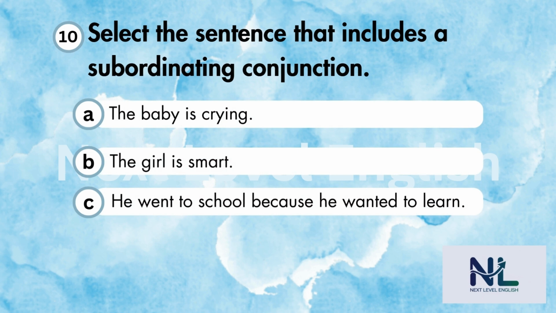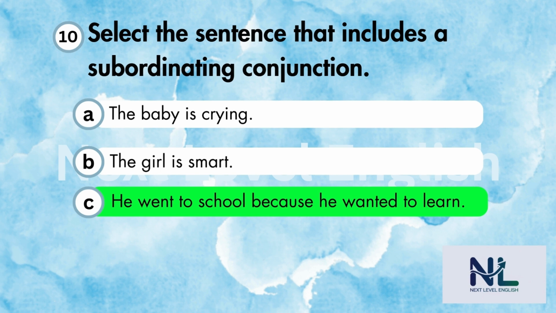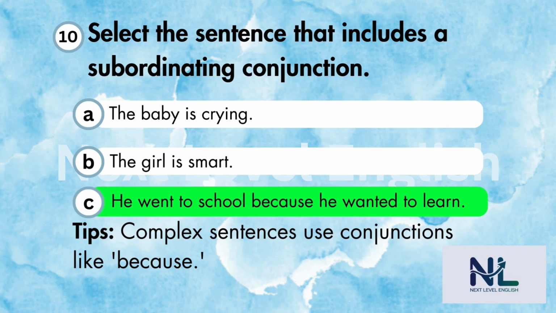10. Select the sentence that includes a subordinating conjunction. He went to school because he wanted to learn. Tips: complex sentences use conjunctions like because.